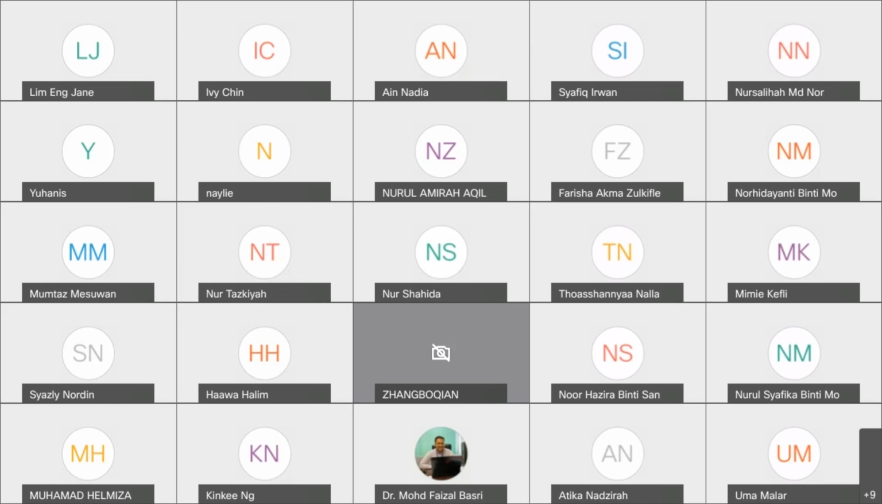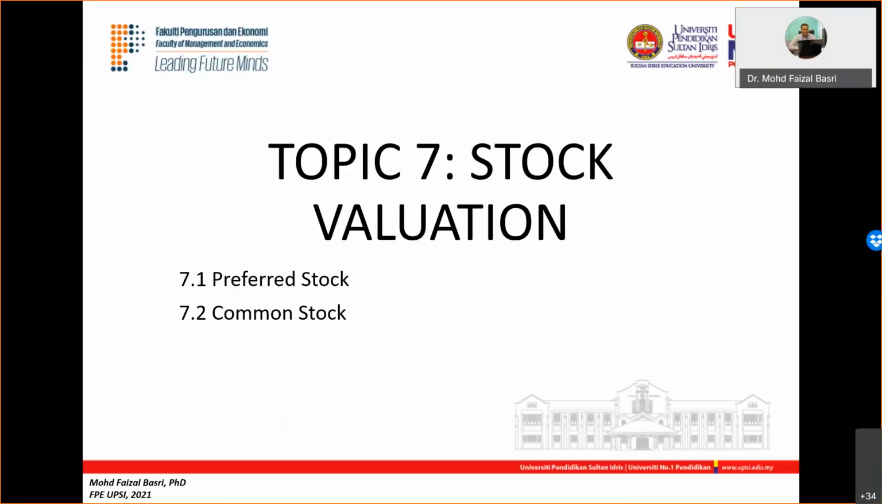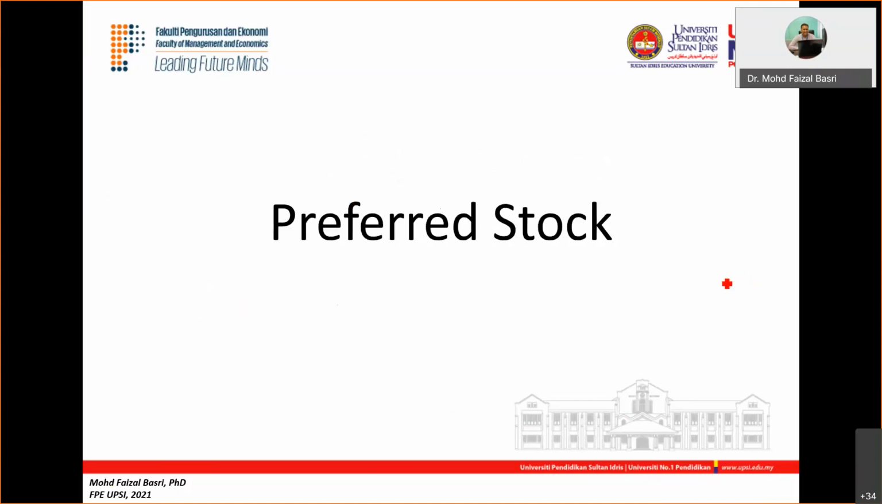Today, we're going to continue with the other types of instruments, which is the stock valuation. Here we have two different types of stocks. First is called preferred, and the other one is common stocks. First, we're going to discuss the features for the respective types of stocks, and at the end of it, we're going to discuss how to actually value or calculate the stock's valuation. First, we're going to look at the preferred stock.